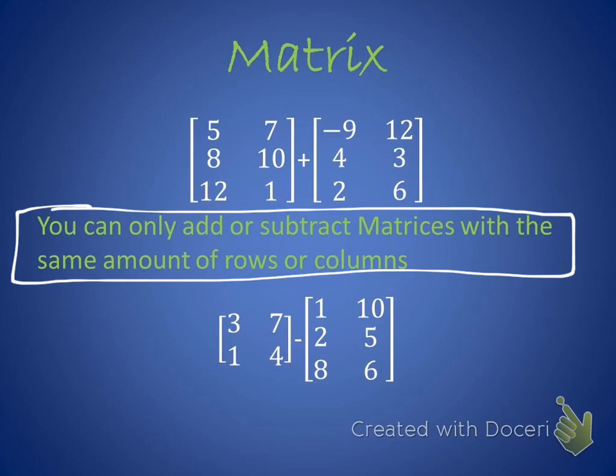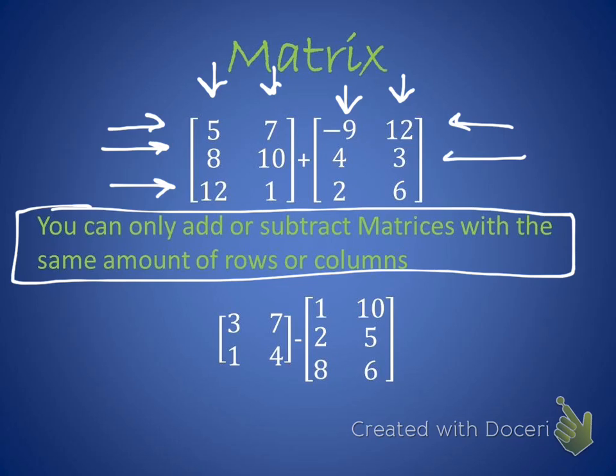You can only add or subtract matrices with the same amount of rows and the same amount of columns, okay? Think about it this way. Columns go straight up and down. Think about the columns of a house, straight up and down. So these would be my columns here. I have 2 columns in the first one, 2 columns in the second one. Then rows go left to right. Think about when you're seating. In a row, it goes from left to right. So we've got 3 rows in the first matrix and 3 rows in the second matrix.